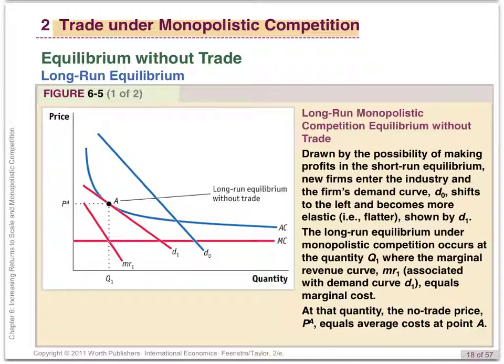This is what I did before. So total cost is AC times Q. Okay? So we can say profit is Q times (P minus AC). So if P is equal to AC, the demand curve is basically the same as the price line.